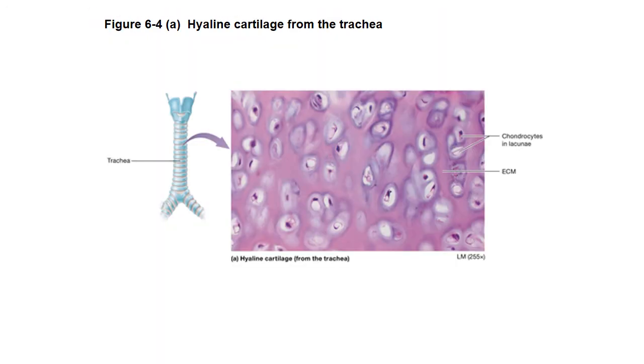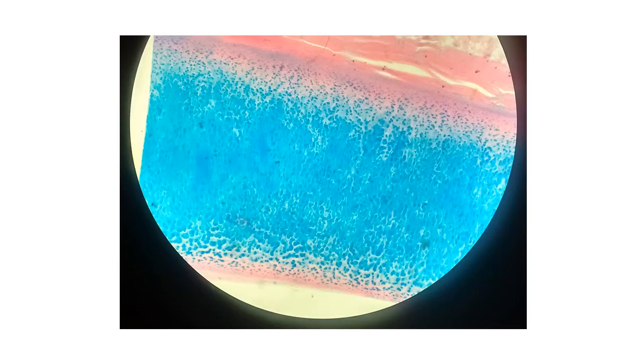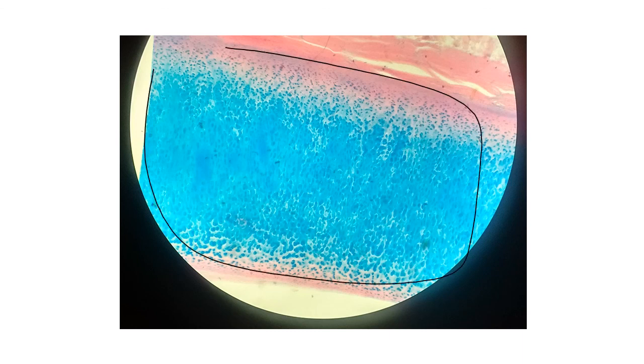Here's a picture of hyaline cartilage from the trachea, just to remind you what hyaline cartilage looks like. It's very smooth, glassy, no fibers visible. So that's hyaline cartilage from the trachea. Hyaline cartilage is found in many of the cartilaginous joints. Next slide. Here's another picture that I took of hyaline cartilage on one of the slides that we have here in lab. Next slide. So here's the hyaline cartilage part there. Next slide.